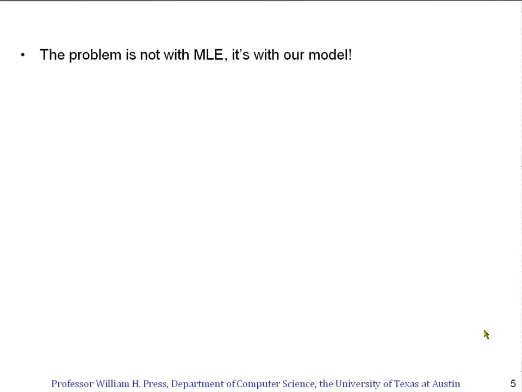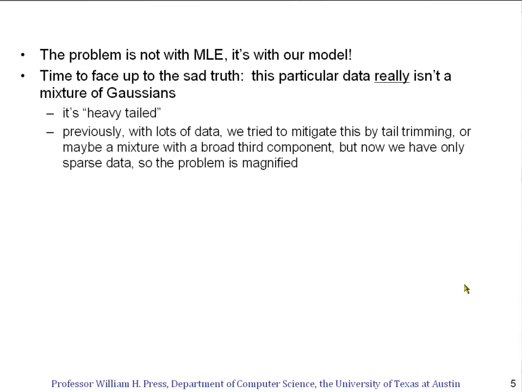The problem is not with the maximum likelihood estimate or with the techniques that we use to find that maximum likelihood estimate. The problem is actually with our model of two Gaussians. And it's time to face up to the truth about this data. This particular data really isn't a mixture of Gaussians. Those biological exon lengths don't know how to make a tail that falls off as rapidly as a Gaussian tail falls off. This is a mixture of heavy-tailed distributions.